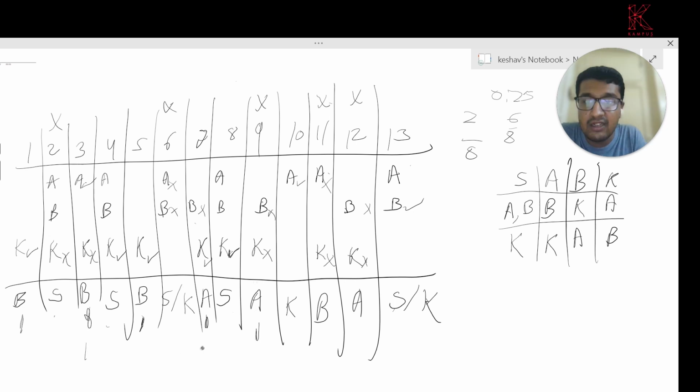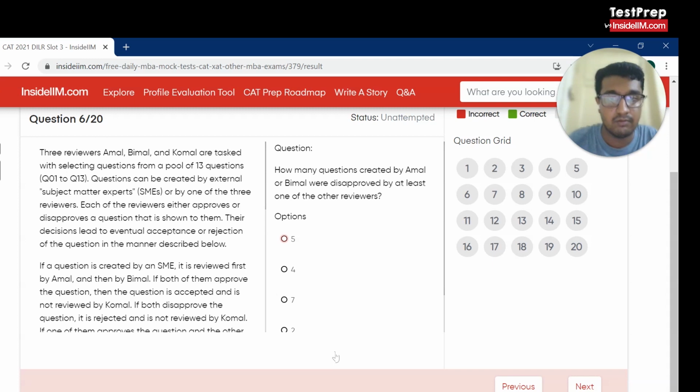So this is my 1, 2, 3, third question. Question number 11, both of them disapproved, so 4. Question number 12, both of them disapproved, so 5. Total number of 5. 5 was the answer of this question.